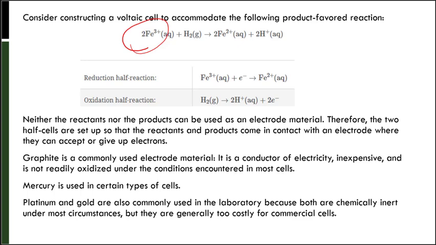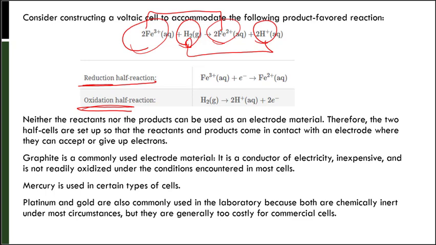Here's an example where I have iron 3+. It's being reduced to iron 2+, so that's my reduction half reaction. H2 gas, which has an oxidation number of 0, is being oxidized to H+. So that's my oxidation half reaction. Therefore, my iron, since it's being reduced, will be the cathode. I can have iron metal as my cathode.